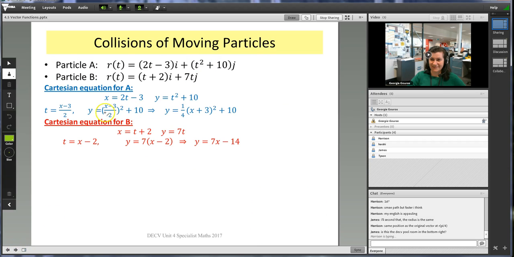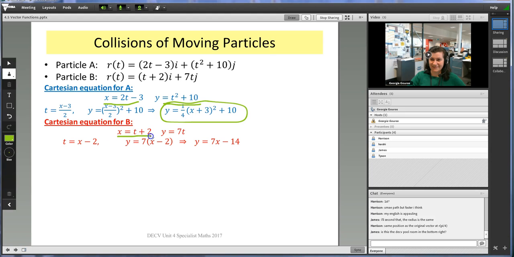So let's just do that. We're going to turn it into a Cartesian equation first. We end up with this being the Cartesian equation for particle A, which is a parabola in turning point form. It's got a turning point at -3 and 10. Then we've got the second equation, equation B. The x coordinates are the i components, and the y coordinates are the j components.